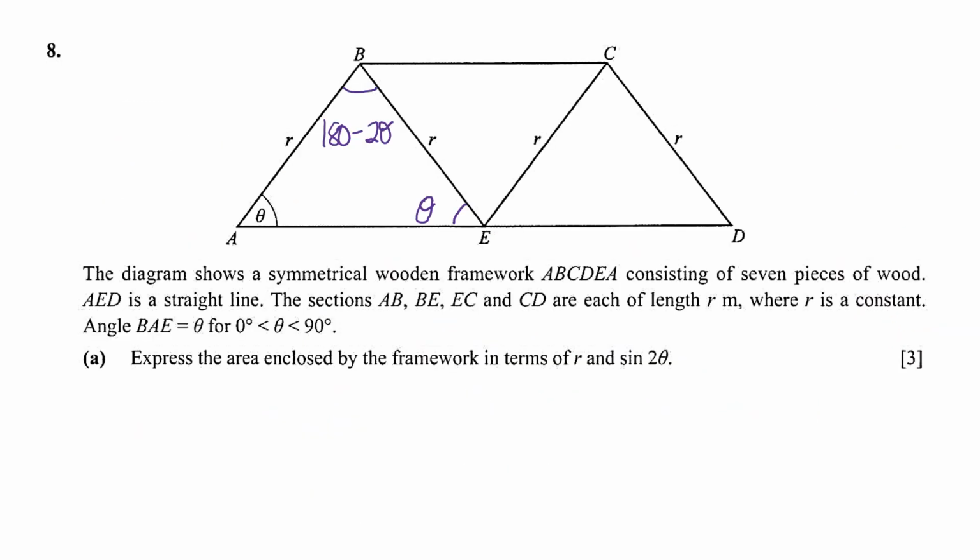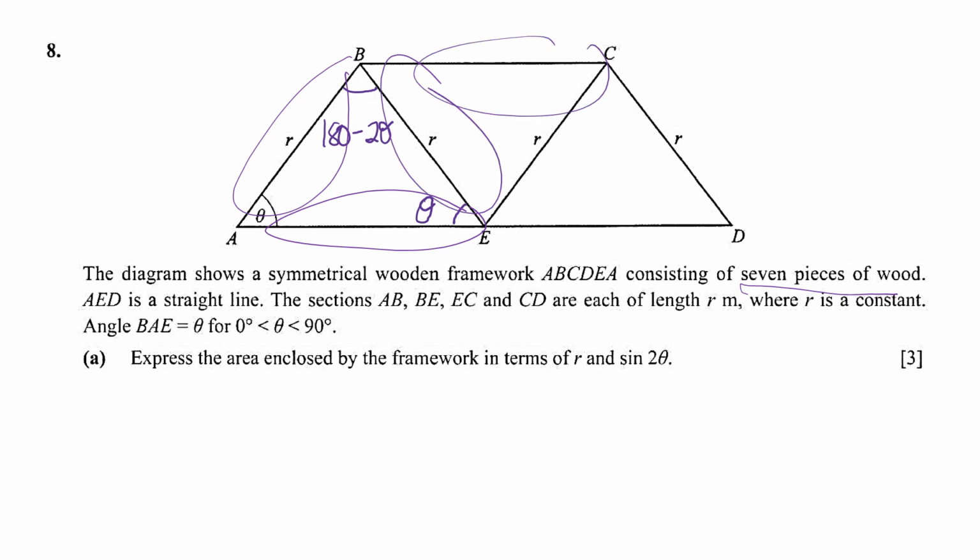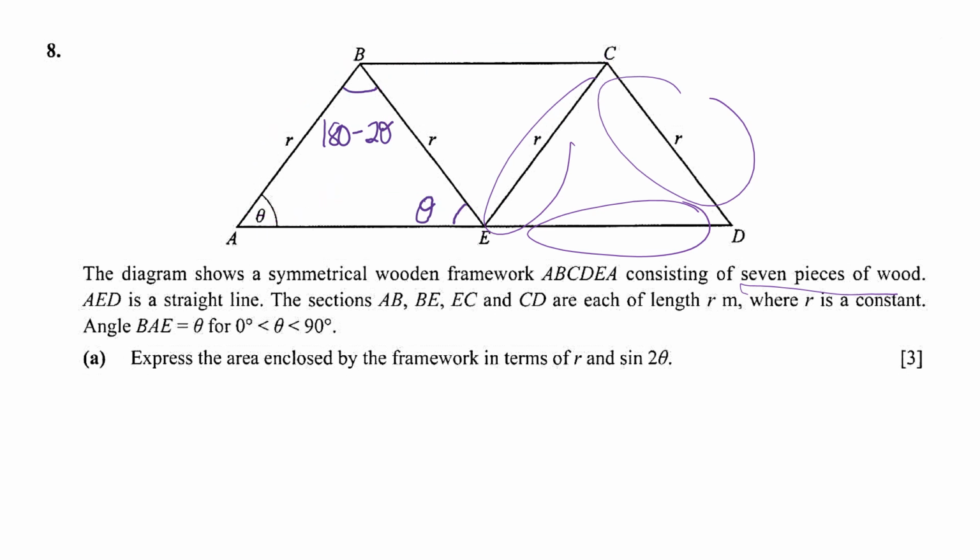Right, let's look at question 8. Question 8 is a very interesting question. You are given a wooden framework, and the wooden framework is made from 7 pieces of wood. 7 pieces, so this is 1, 2, 3, 4, 5, 6, 7. 7 pieces of wood joined together to form a wooden framework. And you are asked to find the area enclosed by the framework in terms of r and sine 2 theta.